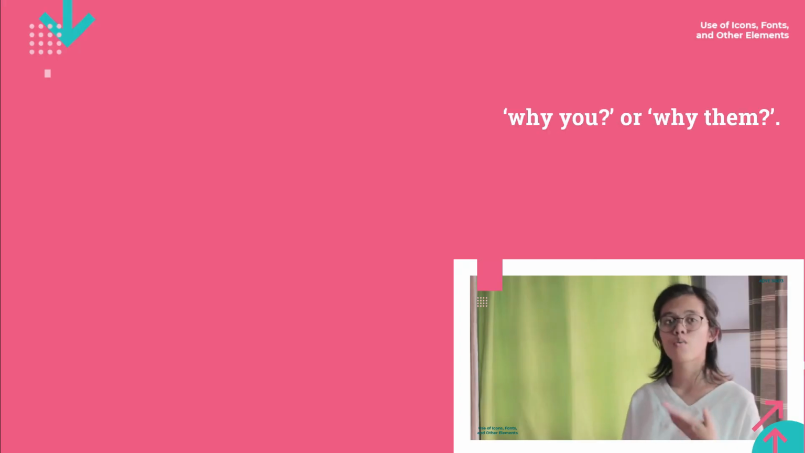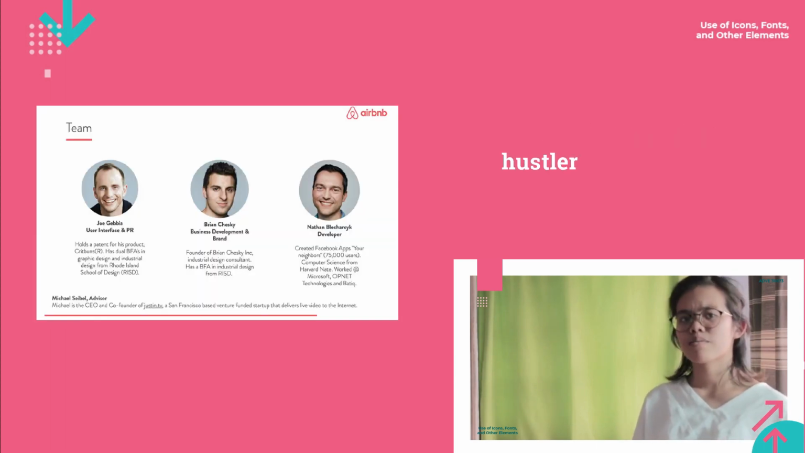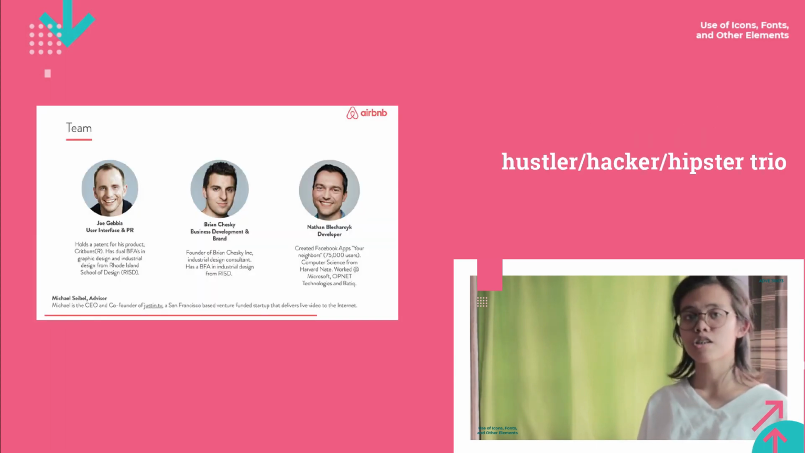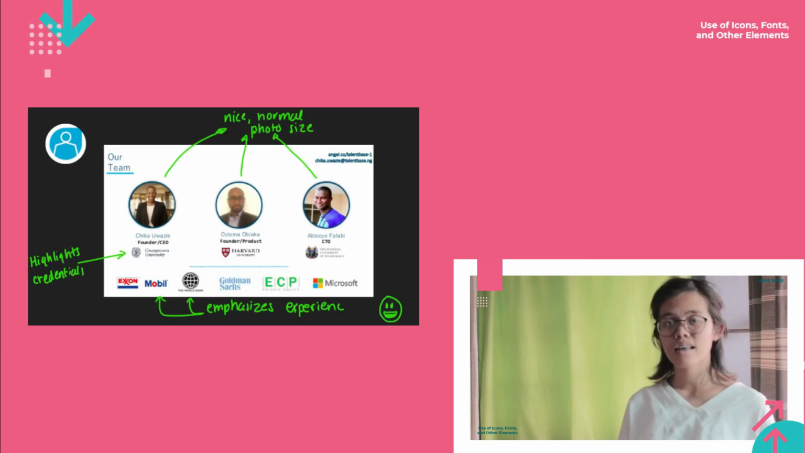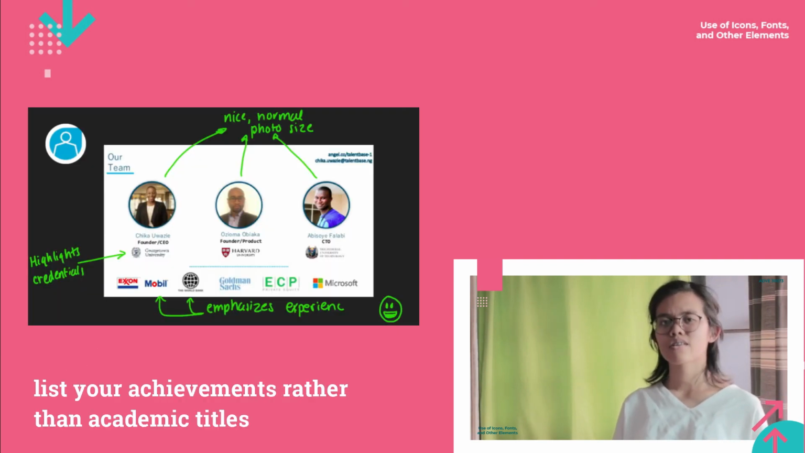A good rule of thumb is to always ask the question, why you or why them? You could also stick to the founding team or use the hustler, hacker, hipster trio. And as always, keep it simple. Focus on listing achievements rather than academic titles. After all, experience matters a lot more.